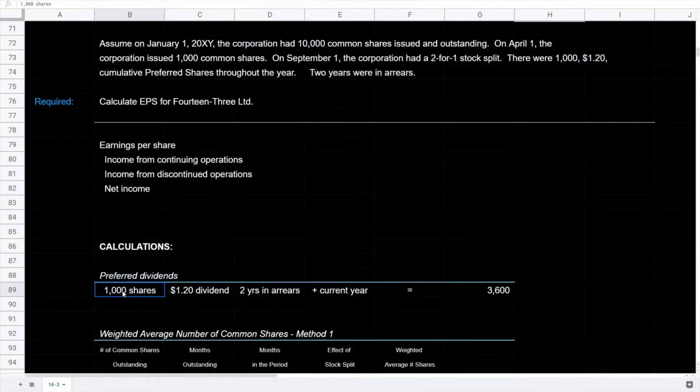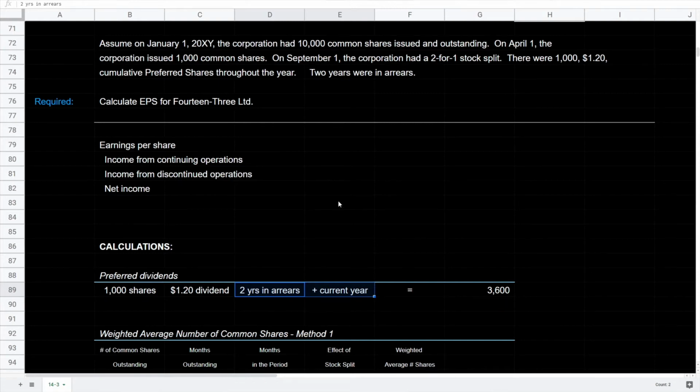dividends. Recall from the narrative there were 1,000 shares and the rate was $1.20. There were 2 years in arrears plus the current year. So that equals 3,600. I'll just show you again how I did that math. 1,000 shares multiplied by the $1.20 dividend multiplied by the 2 years in arrears plus the current year. It's 3,600. Remember, because these preferred shares were cumulative preferred shares, for the purpose of an earnings per share calculation, we should calculate as if dividends were declared, even though there was no indication that dividends were declared.